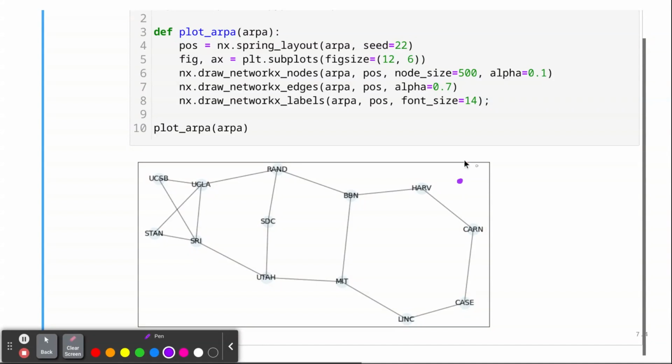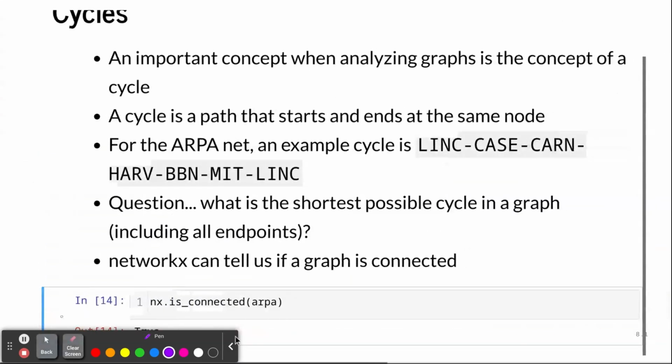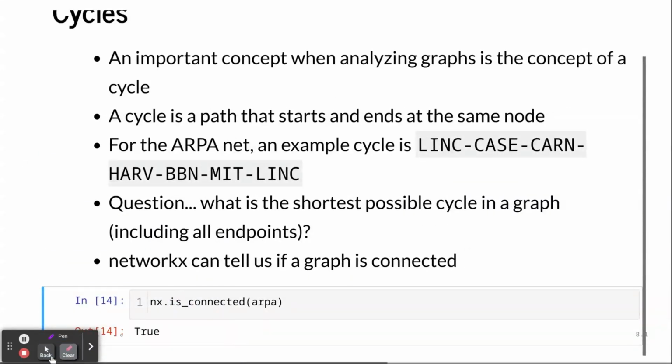If we added another node, and maybe we added a node that was connected like this, this one big graph is now not connected, even though it has 2 connected subcomponents. And we'll talk about that more later on. But NetworkX can tell us very quickly and easily if a particular graph is connected. So here we see that the ARPANET graph or network is connected.